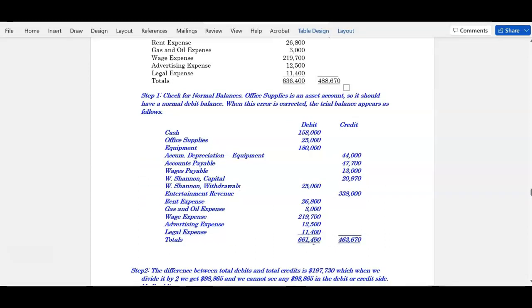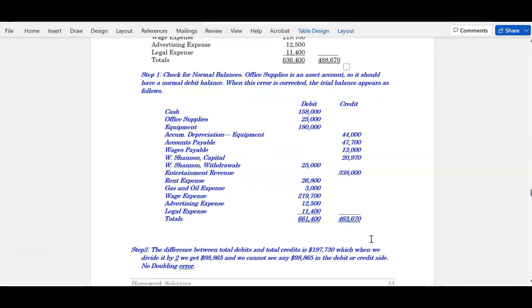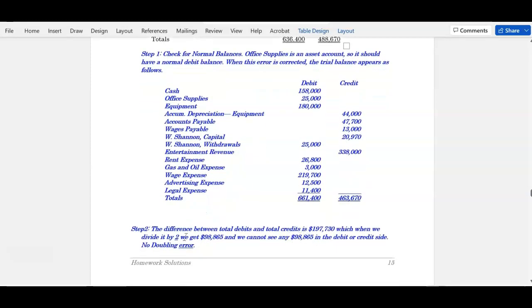Wow, still is not equal. After finding a mistake, the so-called doubling error, it still is not equal. So you check for doubling error one more time, and you take the difference of these two, which is 197,730, and you divide it by 2, which is 98,865. You look at here and the other side, and there is no 98,865. That means there is no more doubling error for sure.